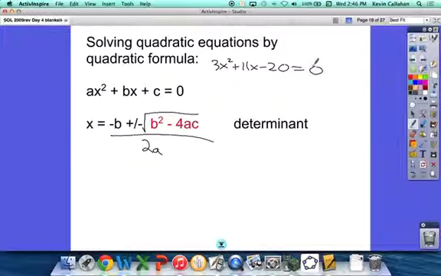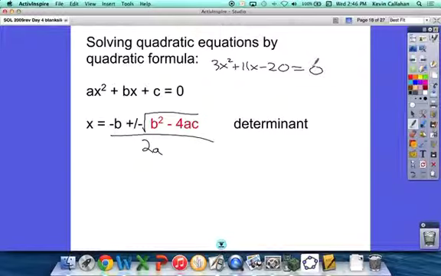Okay. A, B, and C. Remember, you don't put in the x's. You only put in the numbers: 3, 11, negative 20. And you substitute it into that formula. Okay. Now, if you do, you can simplify.